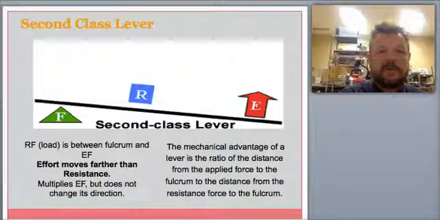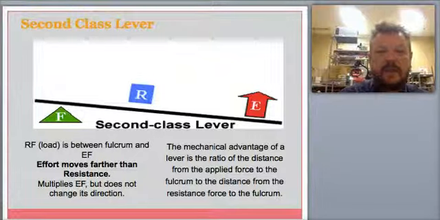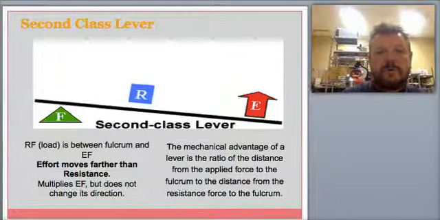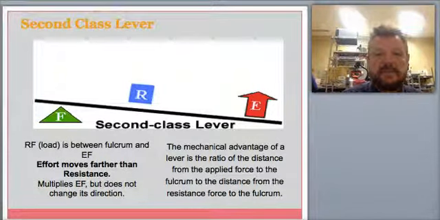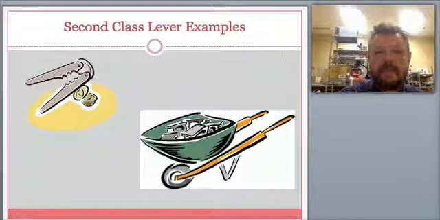Second-class lever, the resistance load is between the fulcrum and the effort force. The effort force moves farther than the resistance, and it multiplies the effort force but does not change the direction. The mechanical advantage of a lever is the ratio of the distance from the applied force to the fulcrum to the distance from the resistance force to the fulcrum. A couple of examples of second-class levers.